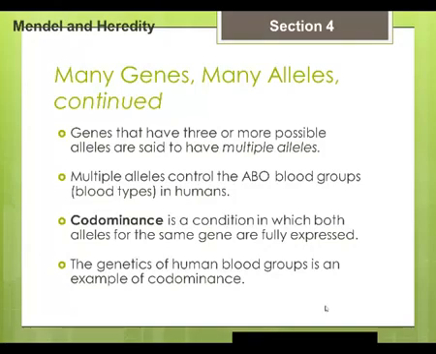Codominance is another example, and it's a condition in which both alleles for the same gene are fully expressed. So one is not dominant over the other. If you get a recessive allele and you also get what we would maybe consider a dominant allele, both of them end up expressed. And then the genetics of human blood groups is an example of codominance.